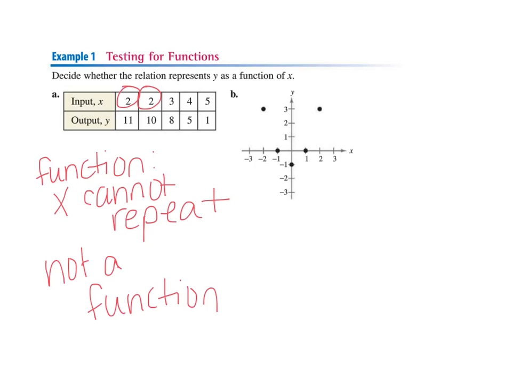Example B, if I'm looking at dots on a graph, these obviously make a parabola, but they don't have them connected. Do any of my x values repeat? Well, I've got an x value of -2, -1, 0, 1, 2. None of them repeated themselves, so this one is a function.